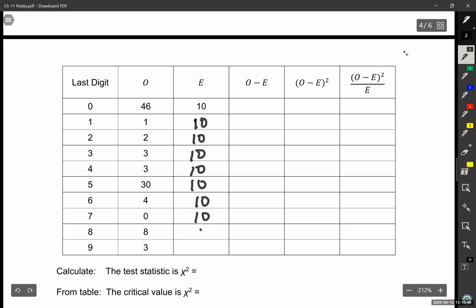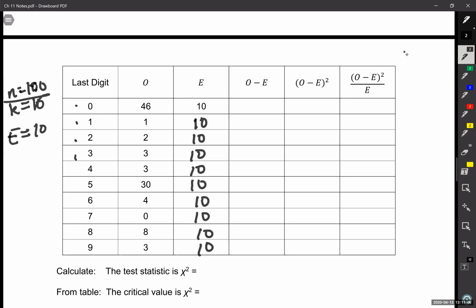However, if I did calculate it, I would say there were 100 people asked. There were 10 different choices, 0, you count it 1, 2, 3, 4. There's 10 of those. And so dividing that, I would get that E equals 10. But they gave us that E equals 10, so we didn't have to calculate it.